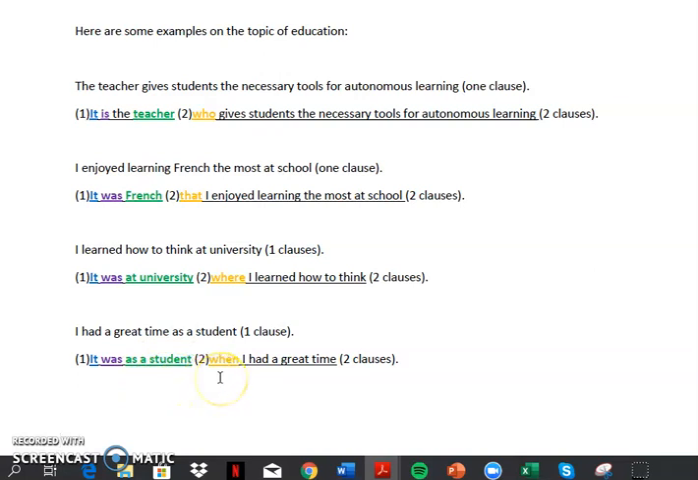How do I introduce, what word do I use to introduce the second clause? When. Okay, when I had a great time. Okay, so altogether, it was as a student when I had a great time.